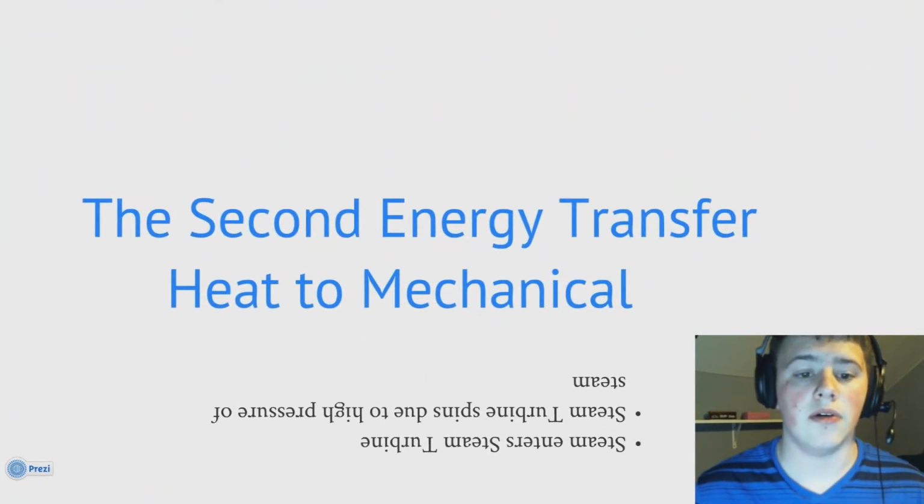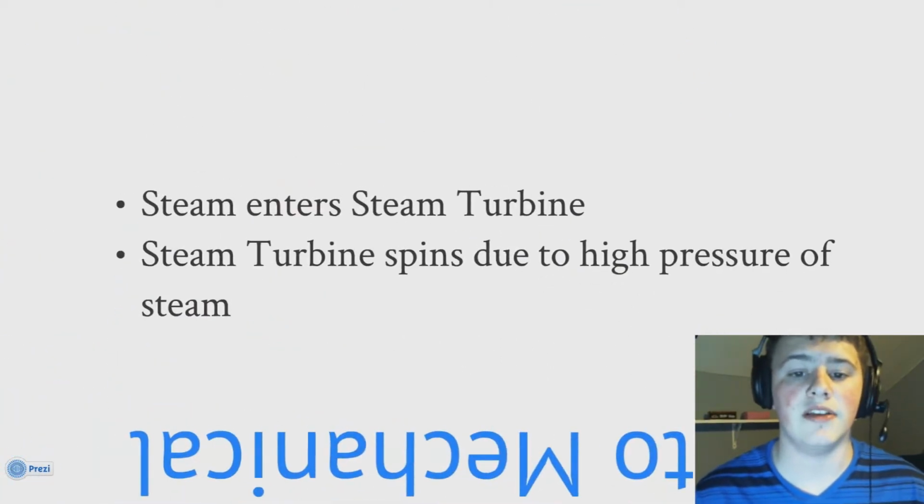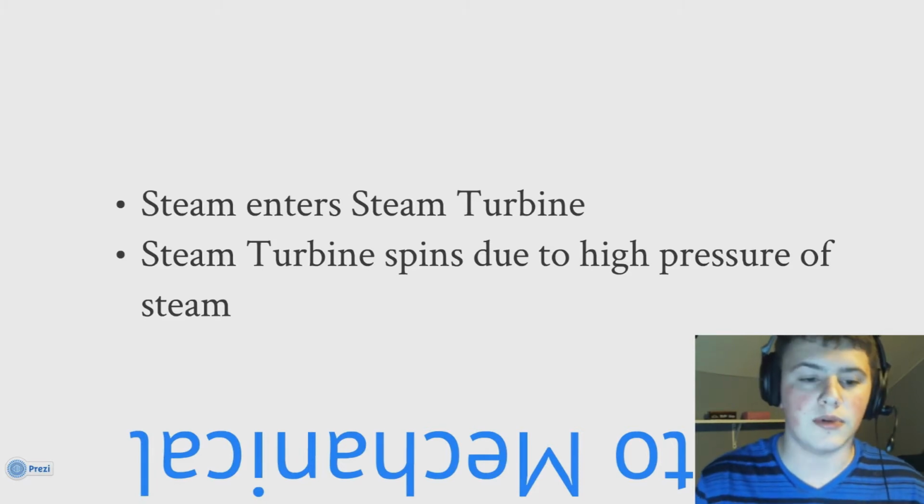So now we're in the second energy transfer, heat to mechanical. The steam is going to enter the steam turbine, and then the steam turbine will start to spin just because of the high pressure of the steam that is being produced.